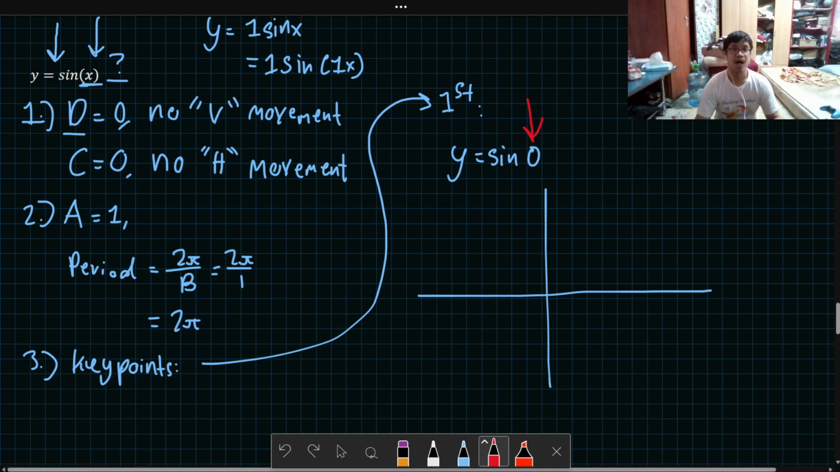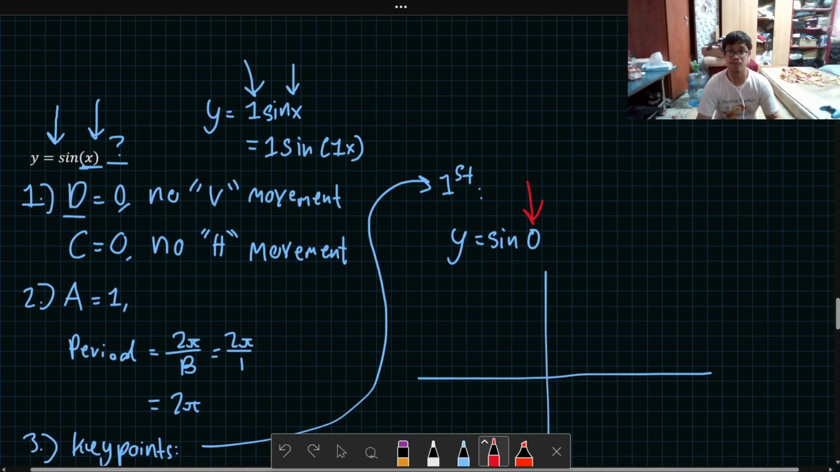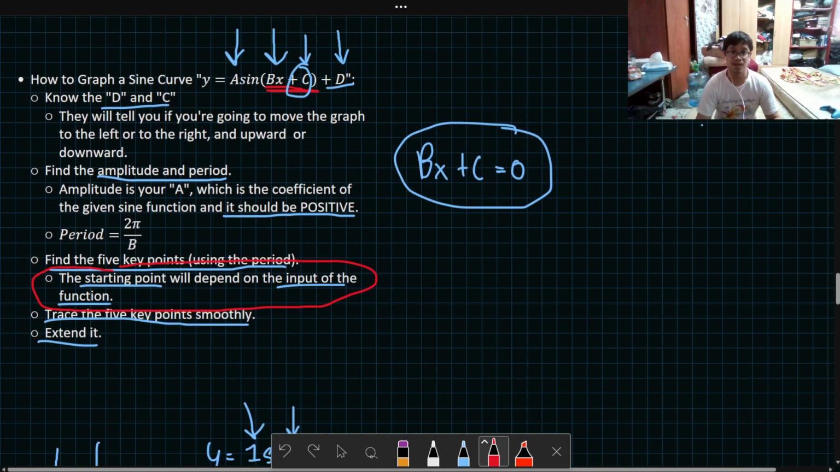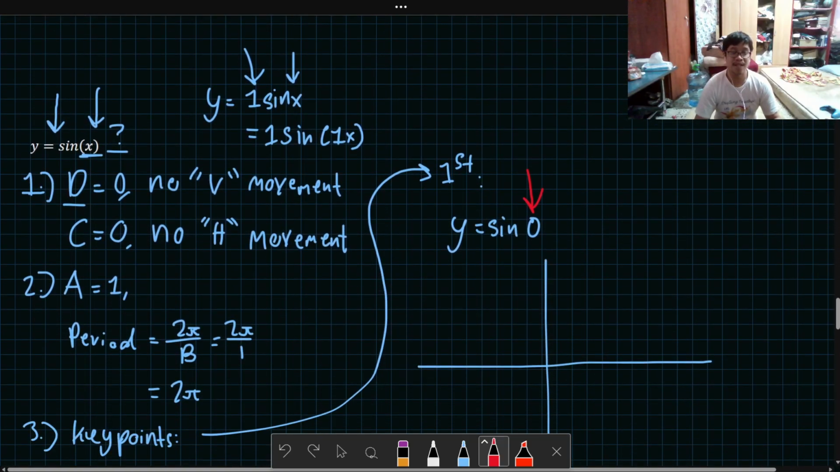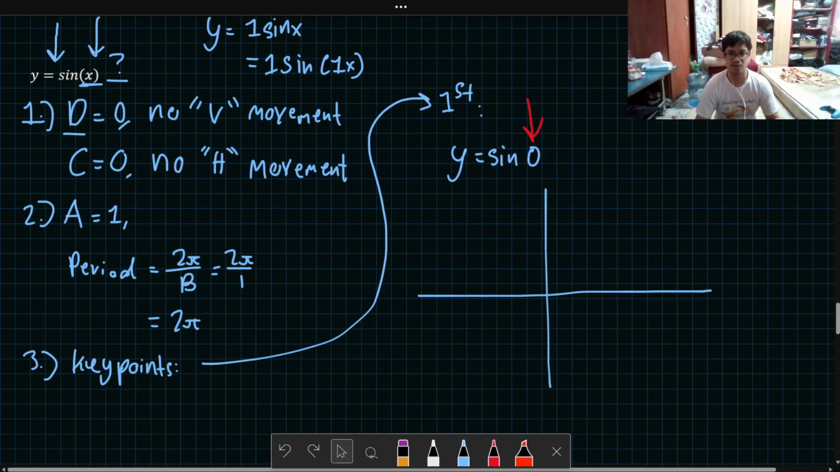But the question is, how would you make it zero? We need to find where the starting point of your graph is, located at the y-axis, and of course its y-intercept. To make it zero, we're going to find the zeros of your input. If we have bx plus c as your input, we equate it to zero, then find x. Here we have x equal to zero.